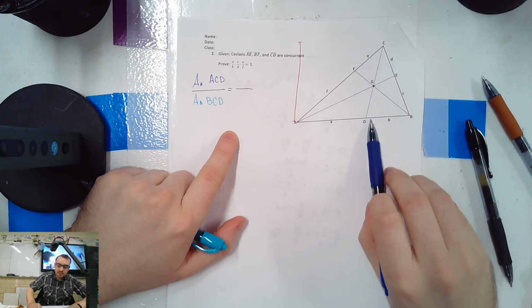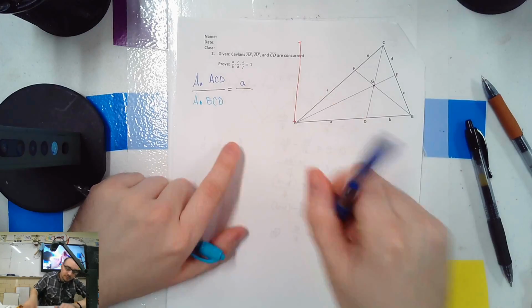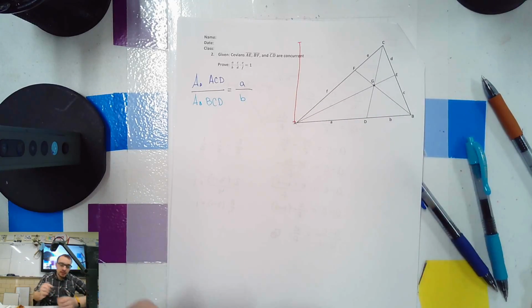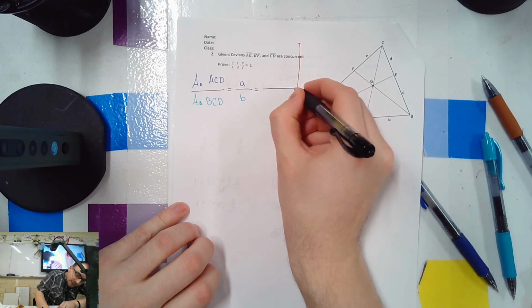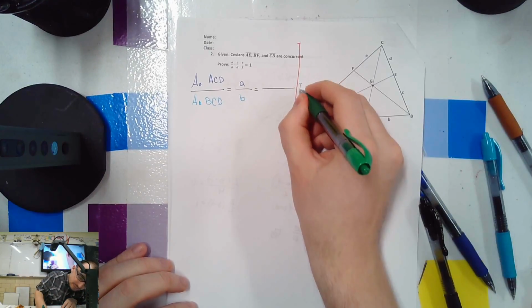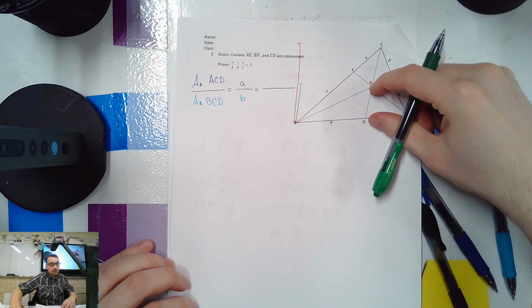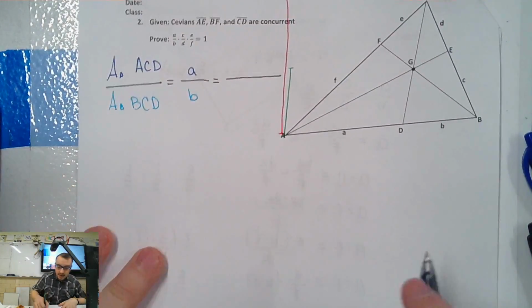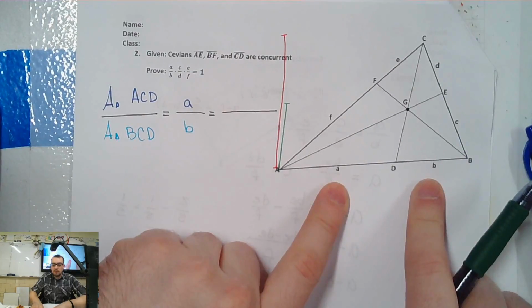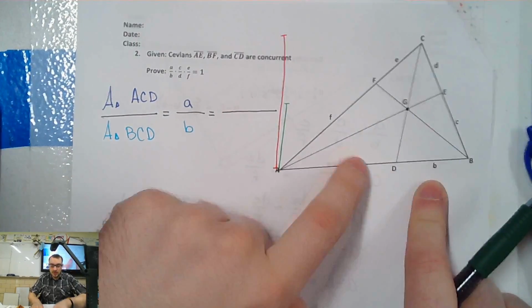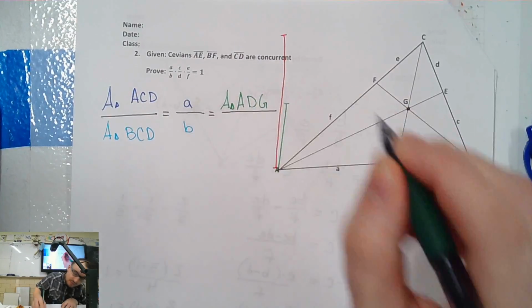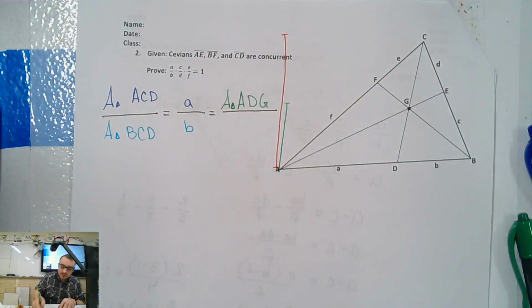What's the base of triangle ACD? What little letter? A. Little a, right? And this guy, his base is? B. Little b. Cool. Now, there are other triangles that also have base A and base B and have the same height. If you look, these two triangles have the same height, right? So triangle ADG and triangle BDG have the same height, and they have base A and B. So they should be proportional to A over B. So I'm going to write that out. Area of triangle ADG, that has base A, and area of triangle BDG.